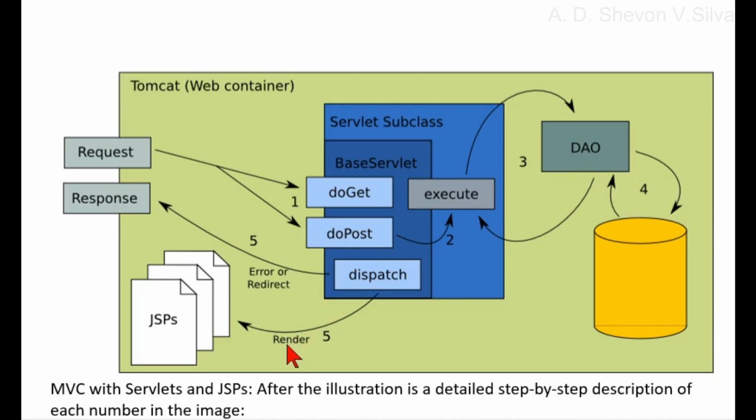Step 5, after loading or updating the data, the subclass of the base servlet only needs to return a string that says how the response should be handled. The dispatch method will handle the forwarding to a JSP or a redirect instruction back to the browser. If an exception is thrown by the execute method, it will be handled and redirected to the error.jsp page.